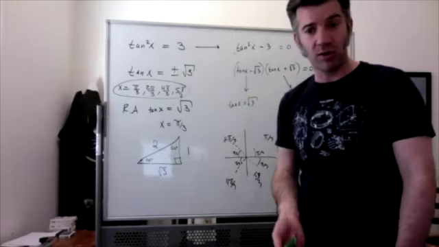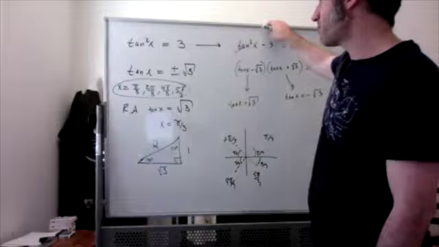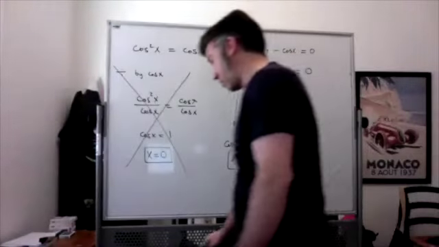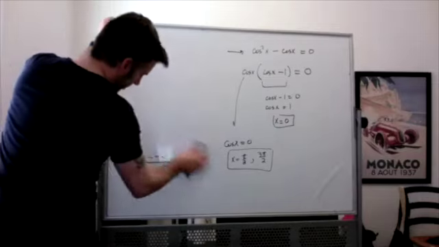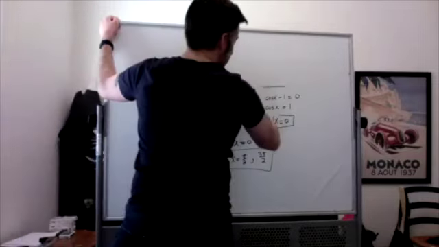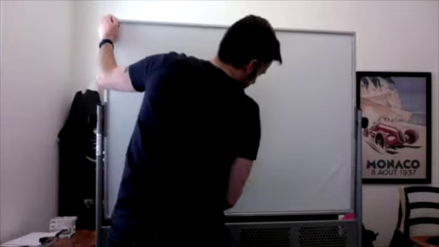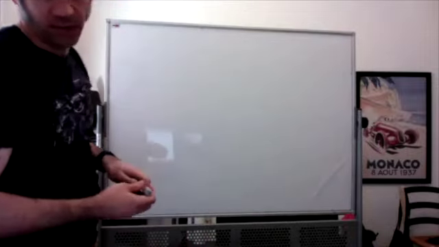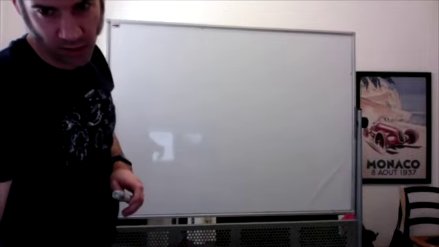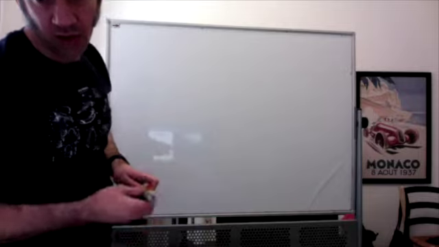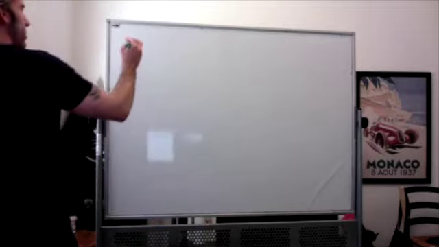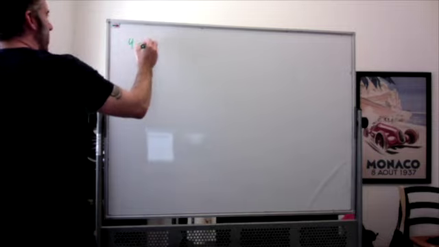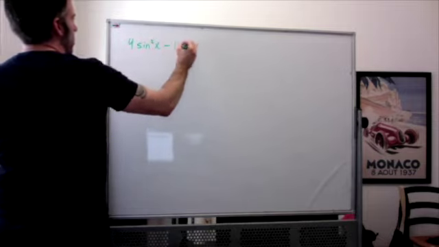And that's typical. When you're trying to solve something and you have something squared equal to a number, you often are going to get solutions in every quadrant. Here's another example of that. Let's say I want to solve 4 sine squared x minus 1 equals 0.